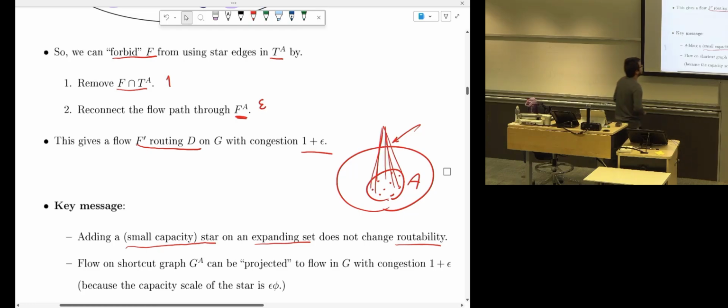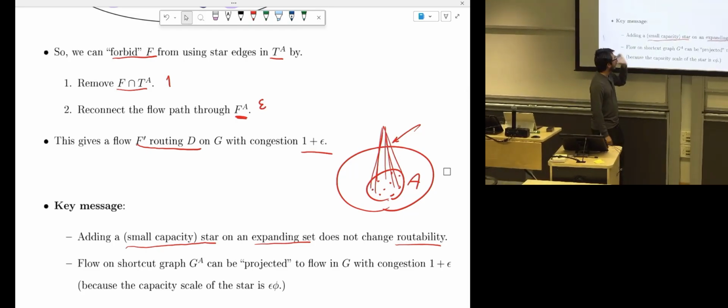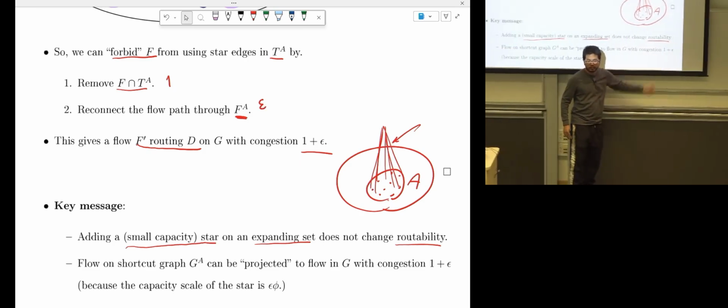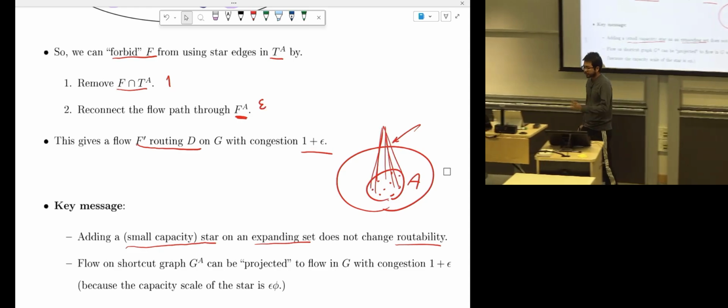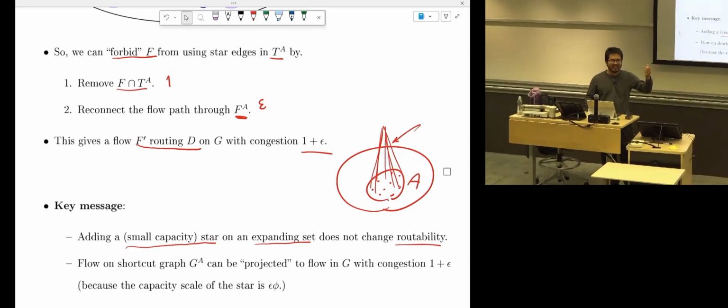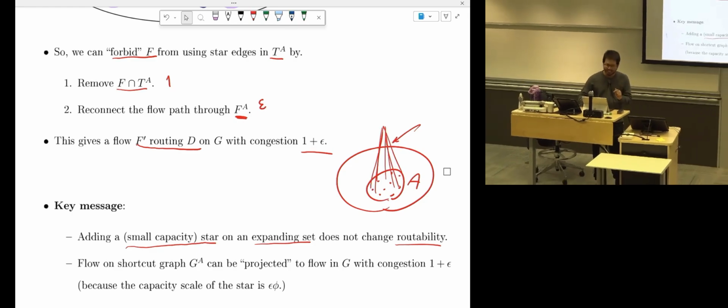Now the point you just need to remember is that if you have a flow on the shortcut graph, I can project it back to the original graph and the congestion doesn't really increase. I can basically forbid using the star and increase the congestion by a bit. So keep this in mind.